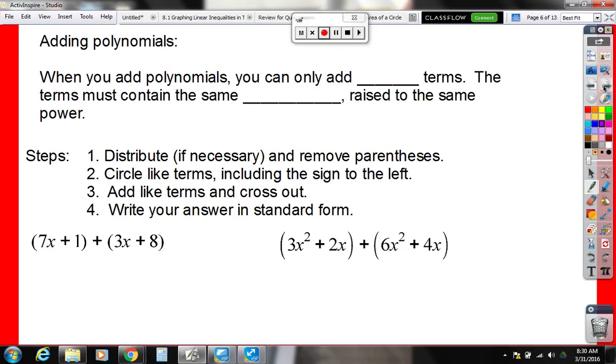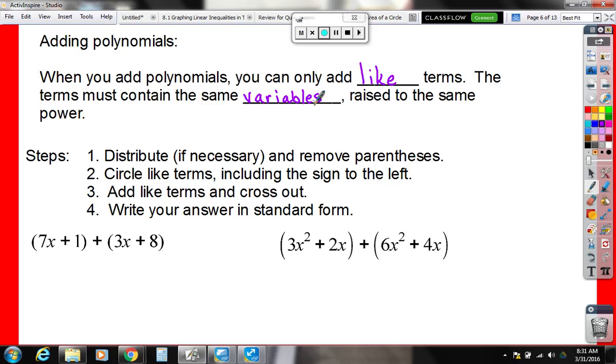Okay, let's go to the meat of our lesson today, which is adding and subtracting polynomials. When you add polynomials, you can only add like terms. So we've done lots of equations or inequalities where we have to combine like terms. That's what we're going to be doing when we're adding polynomials. The terms must contain the same variables raised to the same power. So they're only like terms if they have all the same variables raised to all the same powers.